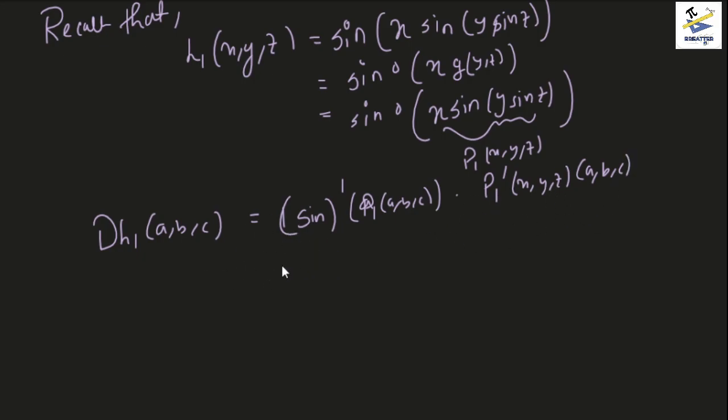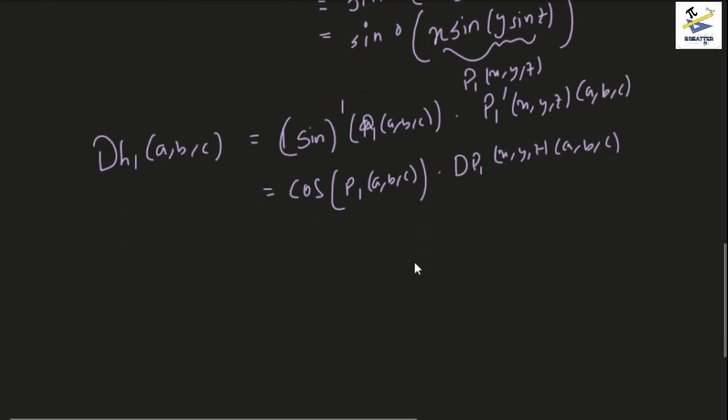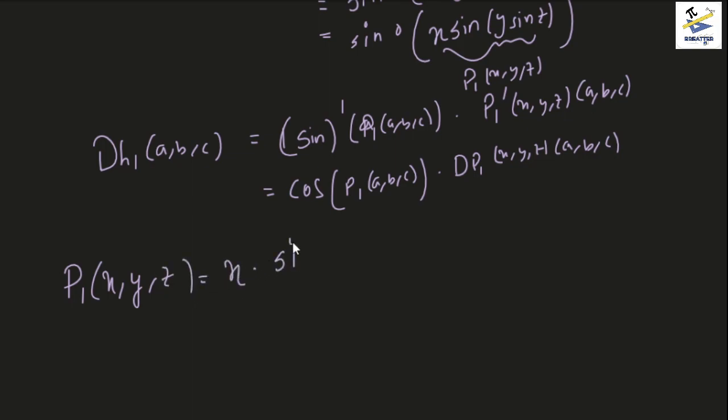So this becomes cosine of p1 abc multiplied by dp1 at the point abc. Okay, so this is basically it. Now we need to find the derivative of p1. So recall again that p1 of x comma y comma z is simply x multiplied by sine of y sine z.